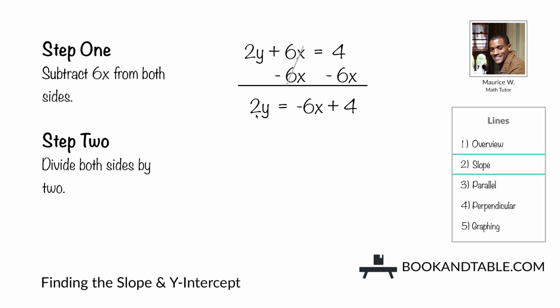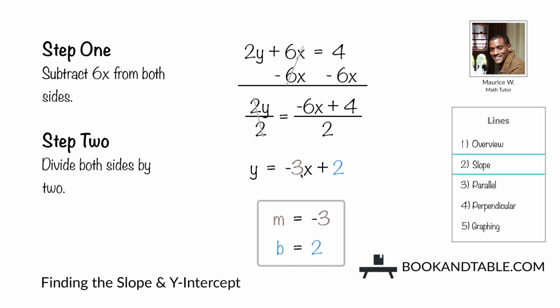Step 2, divide both sides by 2 to get rid of this coefficient 2. When we do so, we have y on one side, and then -6 divided by 2 gives us -3x, plus 4 divided by 2, which is +2. So now that we have it in slope-intercept form, we know that the slope is the coefficient of our x term, which is -3. So m is equal to -3. And the y-intercept is the constant beside our x term. So it's +2. So that is how you would find the slope and y-intercept of a line if the equation were given in standard form.